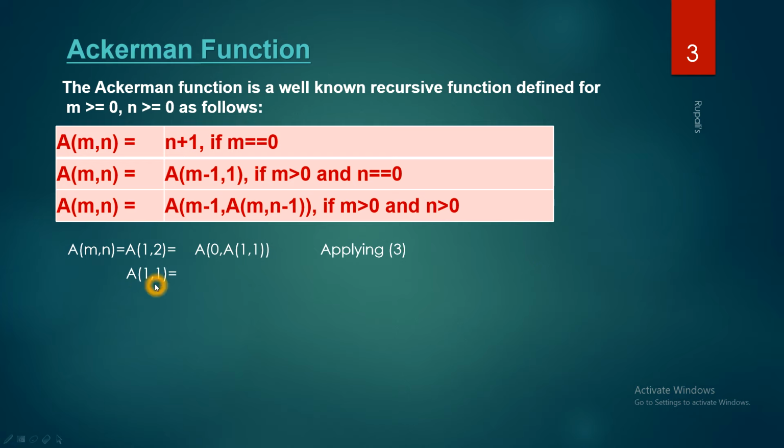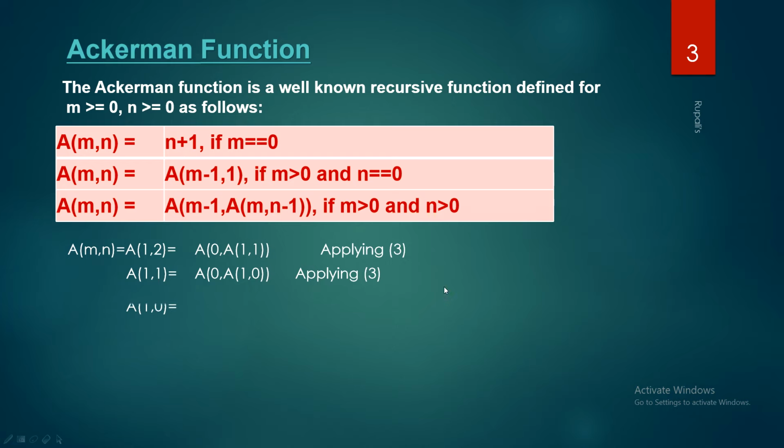A(1,1): which rule can we apply? We can apply rule 3 because here m is greater than 0 and n is greater than 0. So again, applying rule 3, it is A(m minus 1, A(m, n minus 1)). M minus 1 means 1 minus 1, which is 0. And for A(m, n minus 1), m is 1 and n minus 1 means 1 minus 1, which is 0.